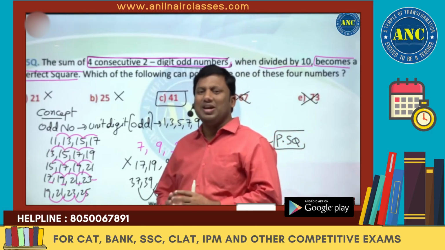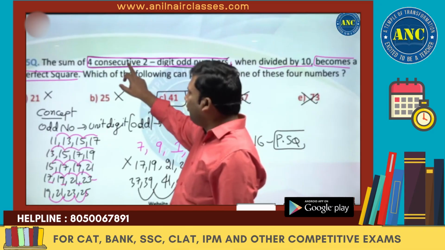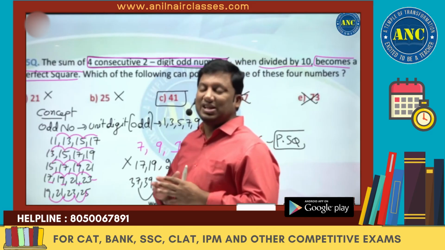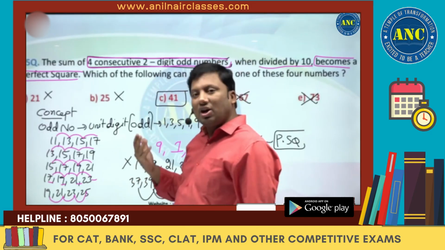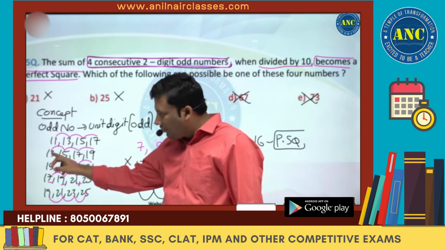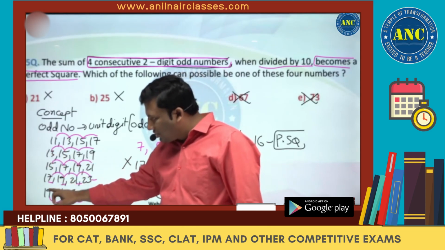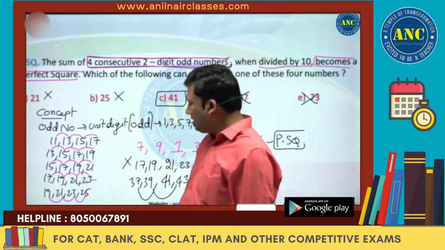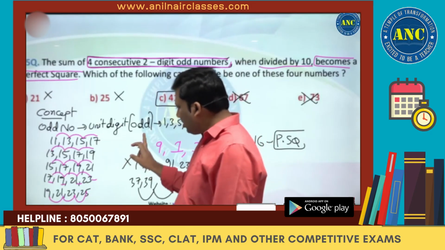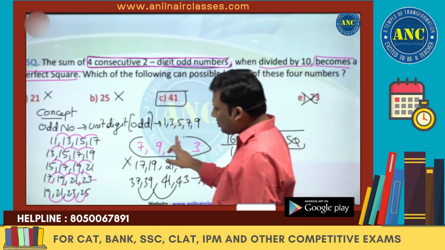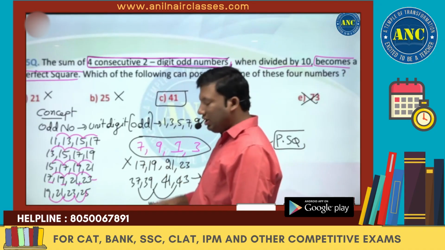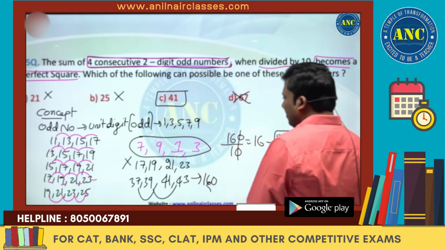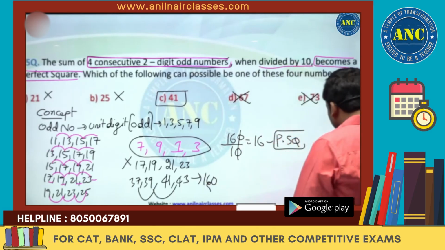Very, very good question which checks your fundamentals. Sum of 4 consecutive 2-digit odd numbers. Odd number is a number where the unit digit is 1, 3, 5, 7 or 9. Consecutive, so it can start with 1, 3, 5, 7, or 9. When you add it, it is divided by 10. So the case which is possible is when the unit digit is 7913. 7 plus 9, 16. 16 plus 1, 17. 17 plus 3, 20. 20 means it is divisible by 10. I hope the idea is clear.